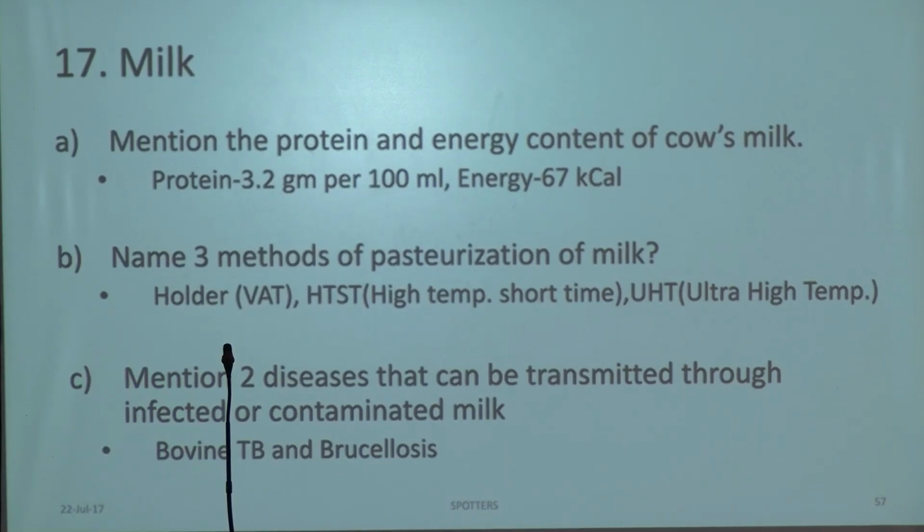What are the two diseases it can be transmitted through infected or contaminated milk? Bovine TB and brucellosis, okay. Bovine TB is not that much of importance, but brucellosis might be a fatal disease also, okay. And as per nutritive value and nutrient constituents, it is given in your book, okay.